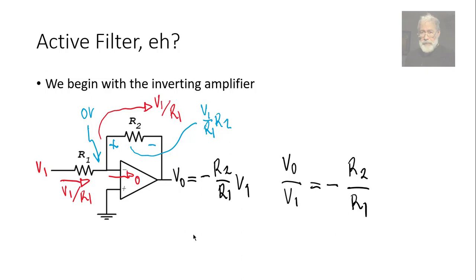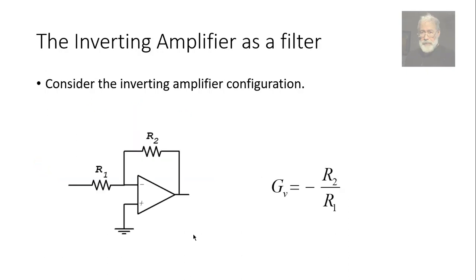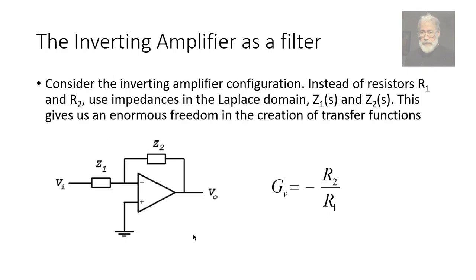But what if, now that we know that that is true, we substitute R1 and R2 by two full-blown impedances, Z1 of S and Z2 of S? Then the transfer function will depend on Z2 and Z1. Theoretically, we can achieve any transfer function that we want this way. One op-amp, two impedances, and we're in business.